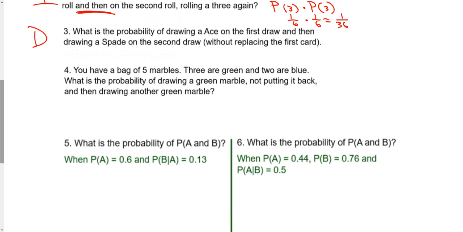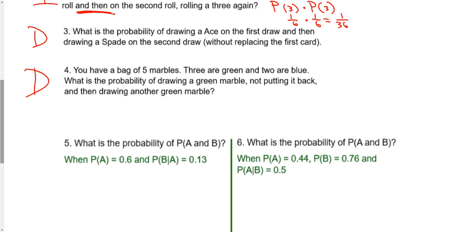So it says, you have a bag of 5 marbles. Oh, we already said this was dependent. You have a bag of 5 marbles. 3 are green and 2 are blue. What's the probability of drawing a green marble, not putting it back, and then drawing another green? Oh, I skipped one, huh? That's okay. We'll do number 4 anyways.